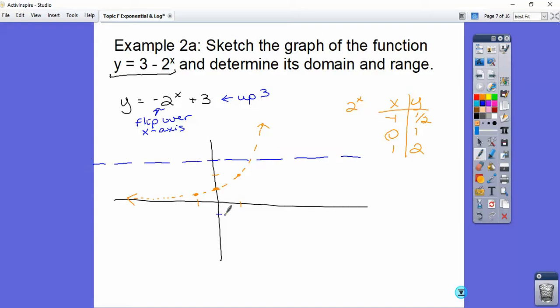So now let's move each of our points. So if I flip this, it goes here, then up 3. Flip this, we go down to -1, then up 3. Flip that, goes to -2. Up 3.